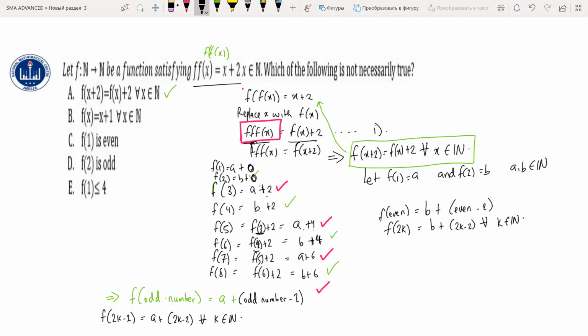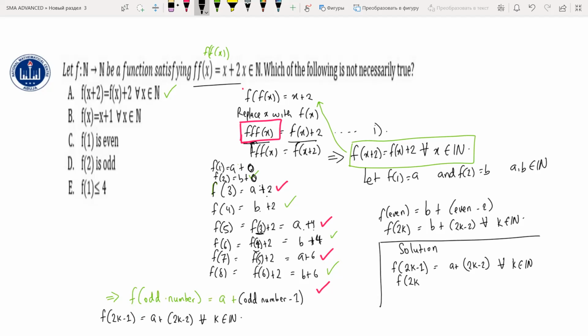So as I said, it's not so difficult to use mathematical induction to show that this is actually the solution. So the solution to this equation, now let me write it here. Solution: f of 2k minus 1. This is representing all the odd numbers. And this is representing all the even numbers.